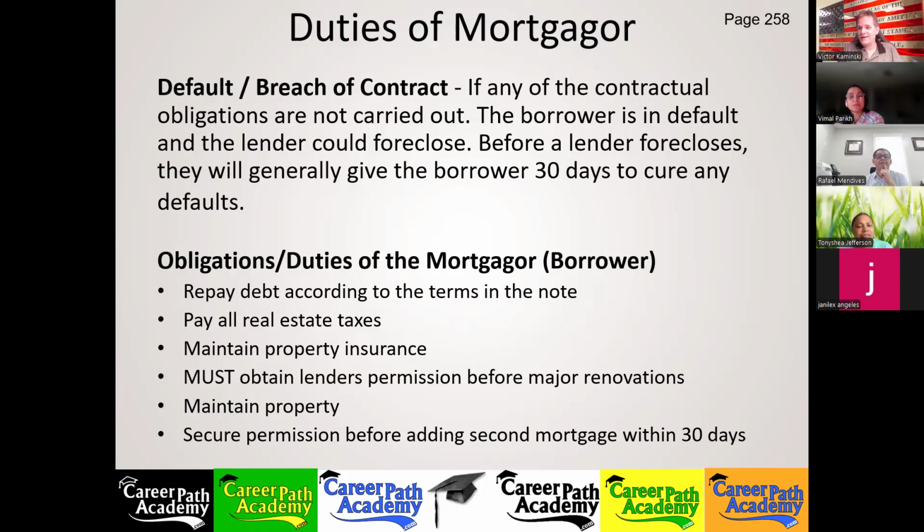When they say major renovations, that's like putting siding or something on. You got to get permission for that. But what if it's a light fixture? No, you don't need their permission for that. But what about in your kitchen? Bathroom, kitchen, that's a major renovation, right? Putting an addition on the house. Let's just stick with remodeling the kitchen. Let's keep it simple here.